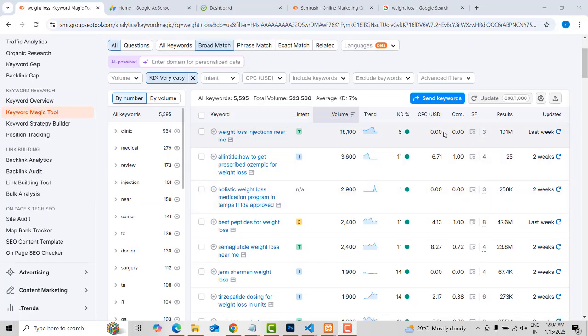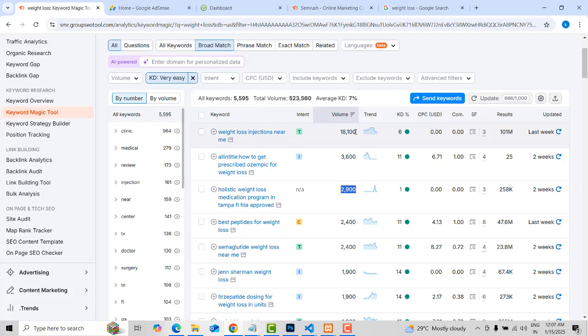Now you can see over here, second you can find this keyword. This is the monthly volume, 3,600. You can take this keyword and write the article. This one has a KD rate of one. First you have to observe these two things.